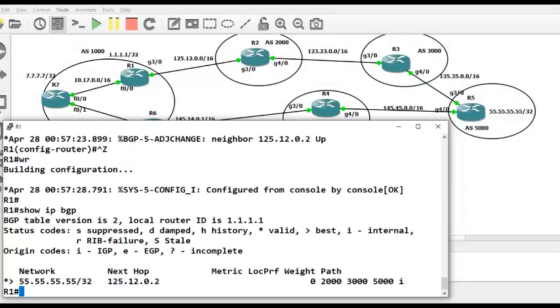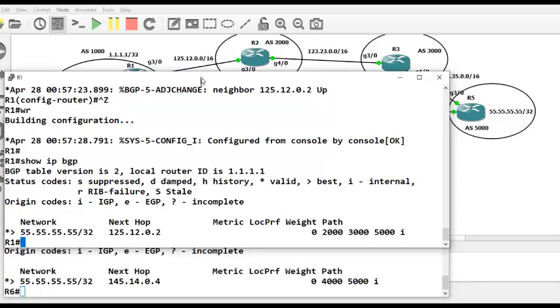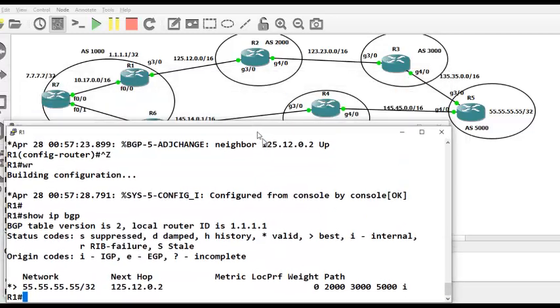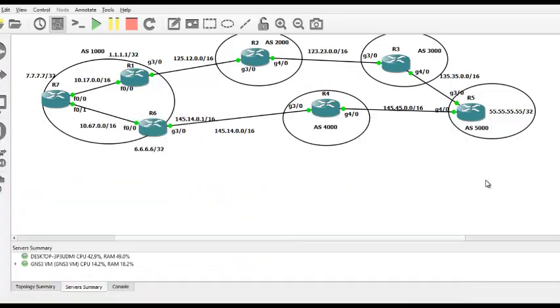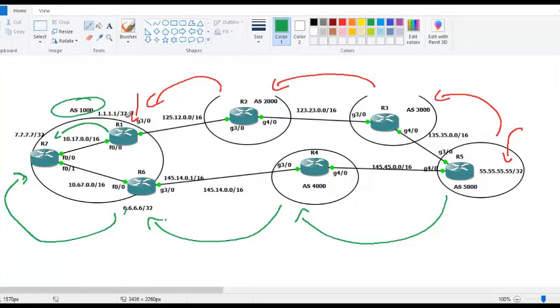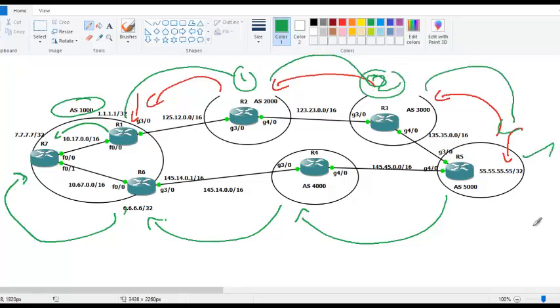But what is the difference? You see, R1 is 3 hops. Why is R6 only 2 hops? Is it true? You see, via R1 it is 1 hop, 2 hops, 3rd hop only will reach here. But here it is not like that. 1, 2, you'll reach.